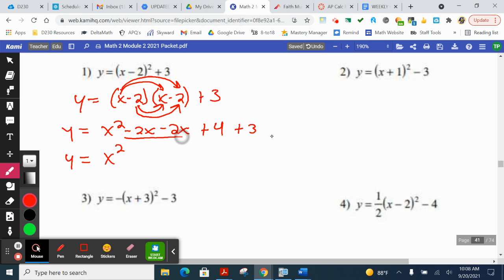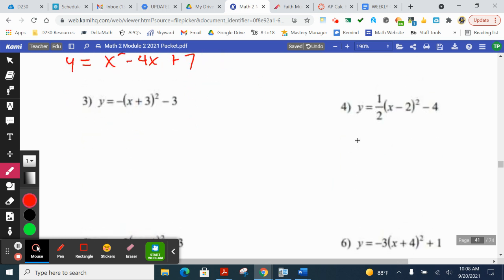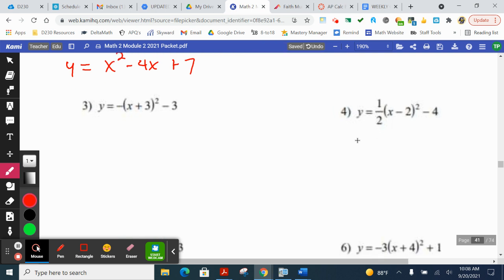Combine your like terms. We have a -4x there. We have a +4, +3. That is a 7. Number 2 I'll leave you. It's a nice one. I want to do one with something in front of it. We'll do 3 actually. So go to number 3.